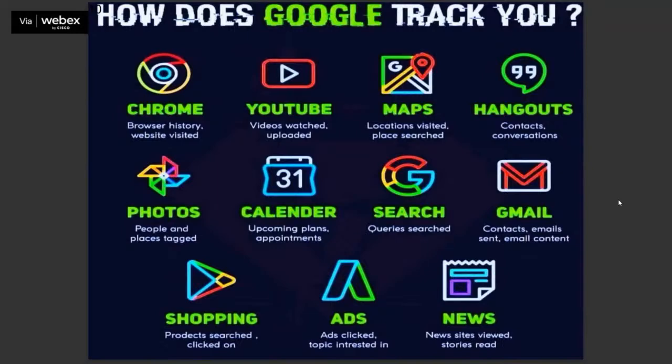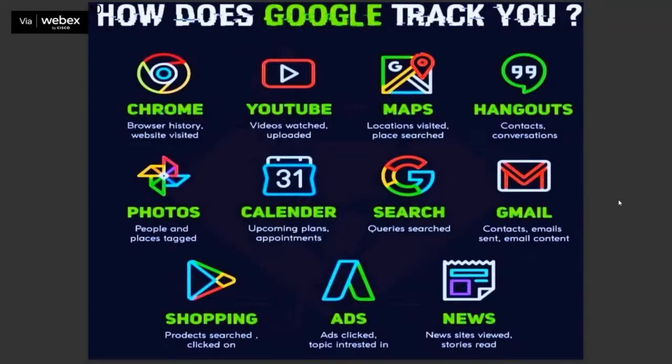And then in the Photos application, if you tag people and places, definitely all that information goes to Google. And if you use calendar applications and mark your upcoming plans and appointments, this also goes straight to Google. And there is one browser, the Google search browser. Whatever queries you search, they go to Google. And everyone knows about Gmail, that whatever contacts, emails sent and emails received we have, go straight to Google.